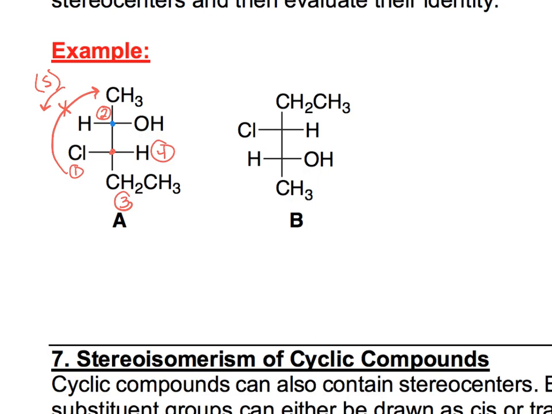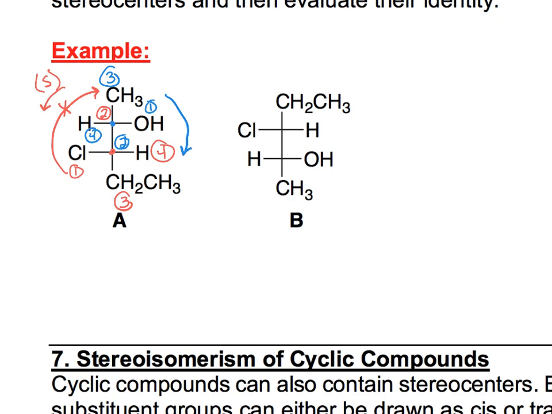Our highest priority group is going to be the oxygen. Lowest priority group is going to be the hydrogen. And now we're going to have to break the tie between two carbon atoms. This has 3 hydrogens. This has a lot of other things, specifically a chlorine, a hydrogen, and a carbon. So this down here is going to be priority number 2. And this would be 3 up here. So we go 1, 2, 3. We're going in the clockwise direction again.